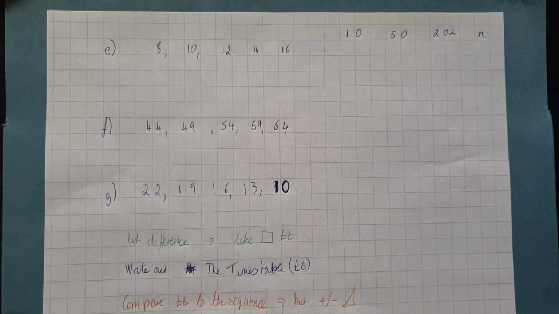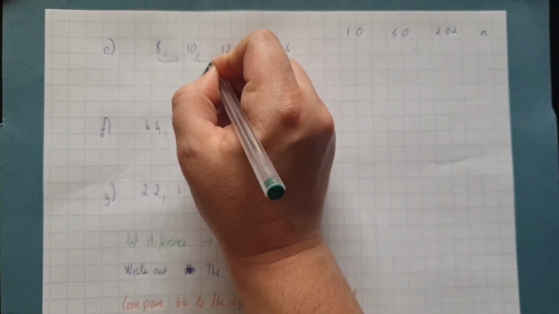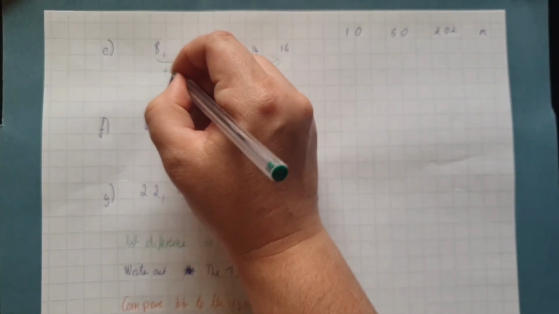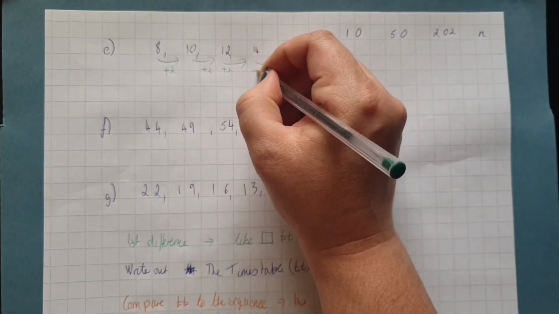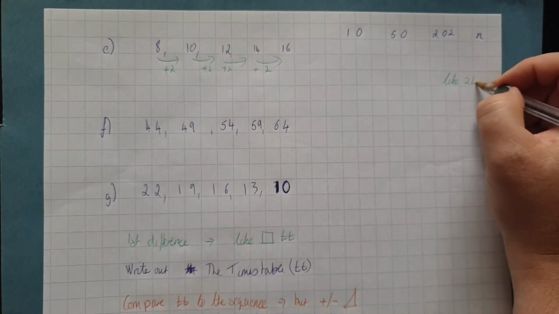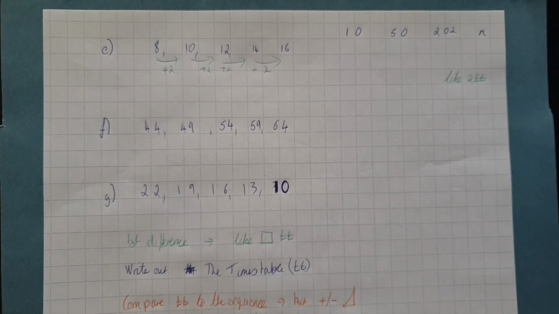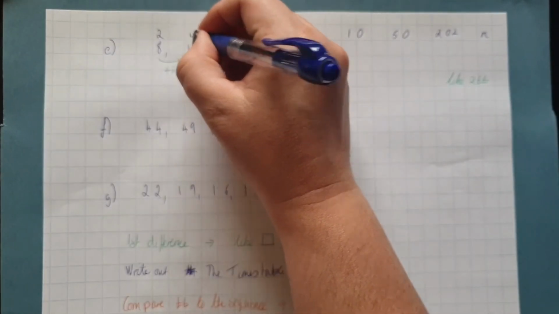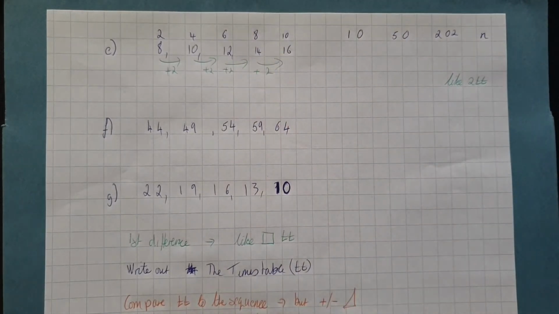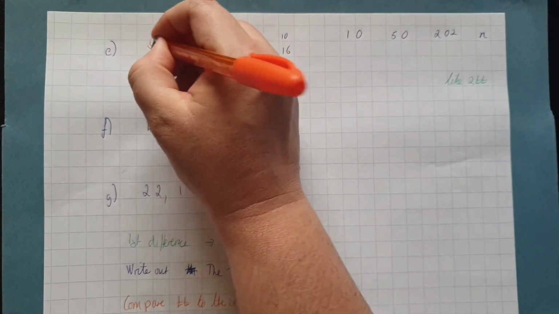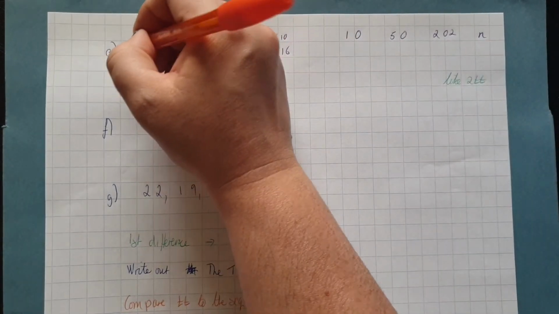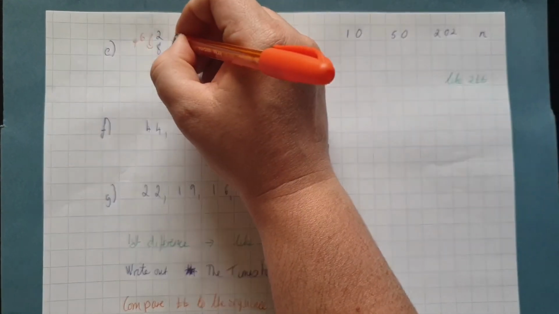Okay, so like before, let's work through. Finding the first difference. So this time we're adding 2. So we can say it's like the 2 times table. But if it was the 2 times table, it would go 2, 4, 6, 8, 10. What do we do to get from 2 to 8? 4 to 10, 6 to 12, 8 to 14, 10 to 16. We are adding 6 each time.